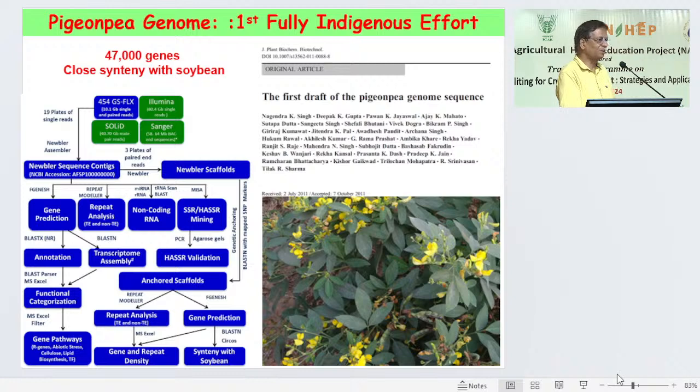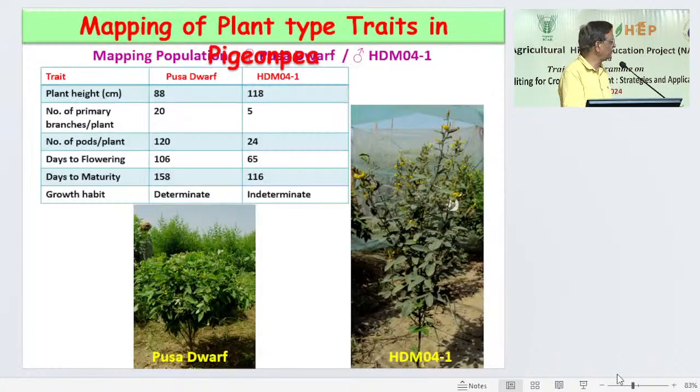In parallel to those efforts, we published this pigeon pea genome sequence in 2011. This is the first genome sequenced from India, totally done in India by Indians. Any genome, whether animal, plant or microbe, this was the first one from India. Then using the genome information, we were able to map the genes for the dwarfing trait, because pigeon pea also needs a green revolution, just like rice and wheat.